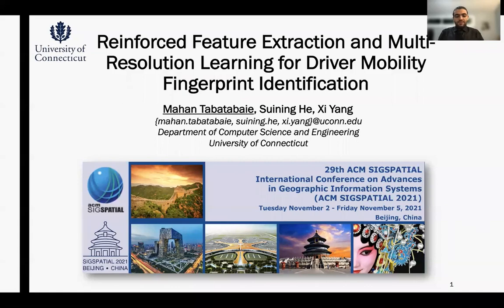Everyone, my name is Mahan. I'm a first-year PhD student at the University of Connecticut, and today I'm going to present our joint work with Professor Srini He and Shi Yang, titled Reinforced Feature Extraction and Multi-Resolution Learning for Driver Mobility Fingerprint Identification.